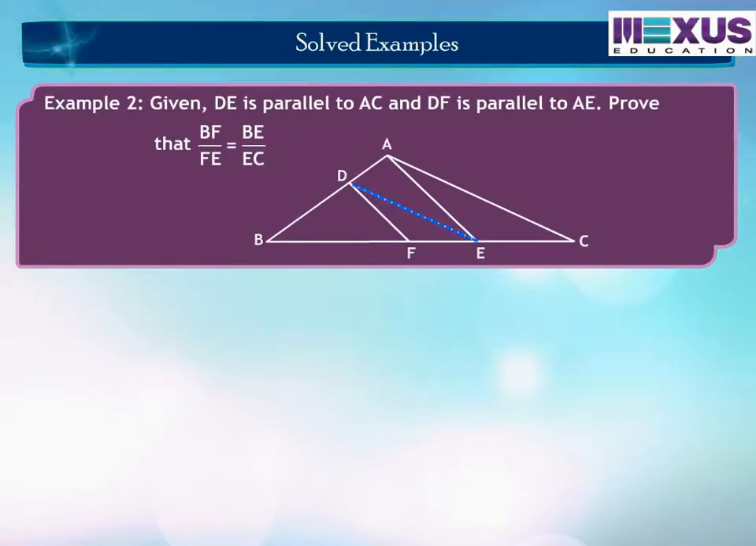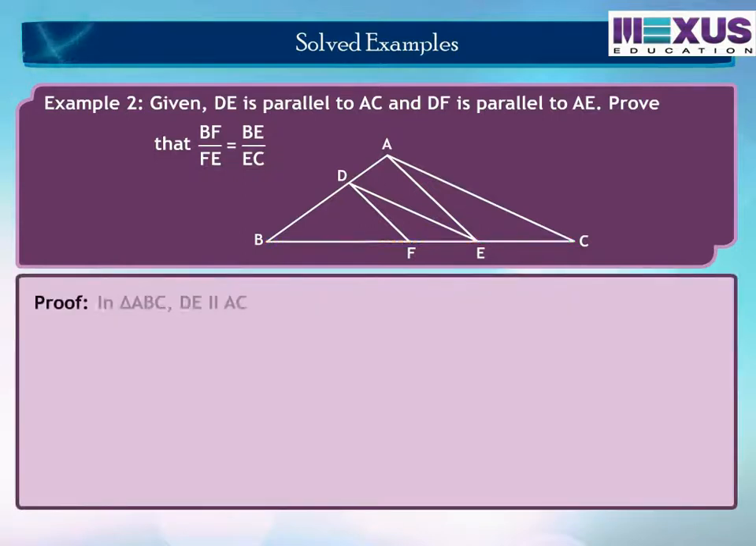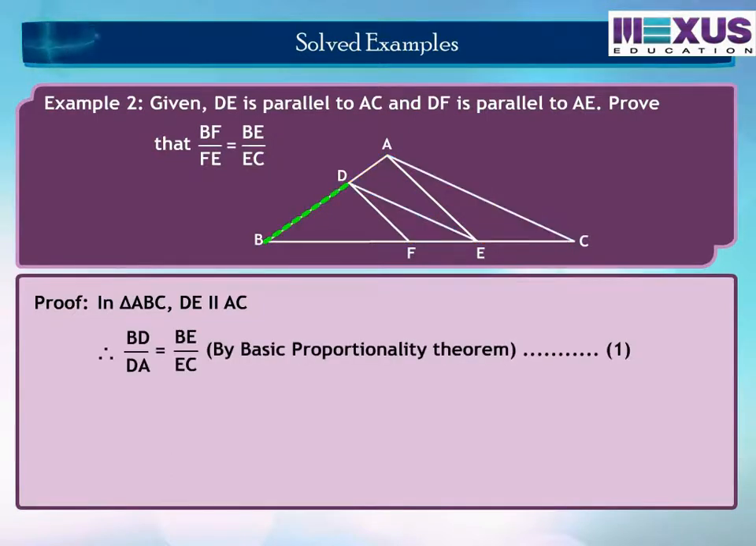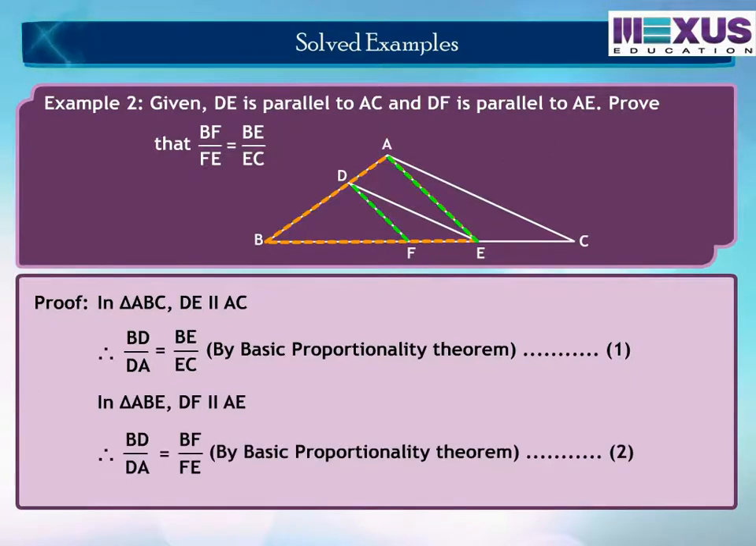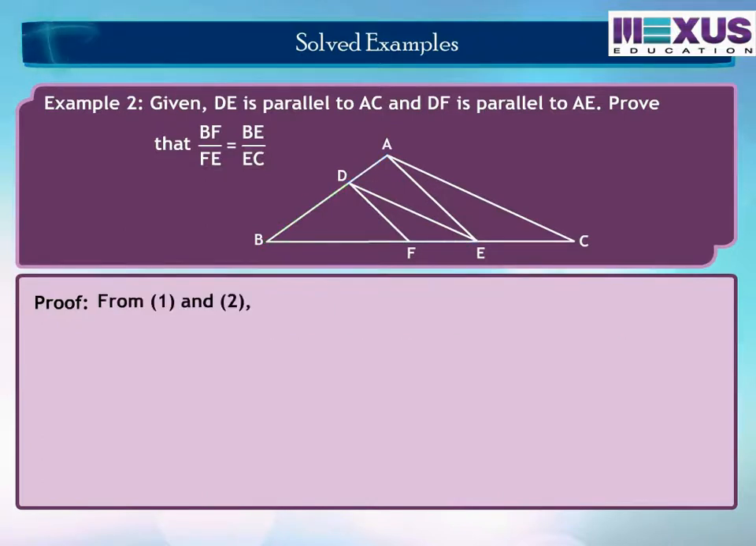Example 2. DE is parallel to AC and DF is parallel to AE. Prove that BF by FE is equal to BE by EC. Proof. In triangle ABC, it is given that DE is parallel to AC. Therefore, BD by DA is equal to BE by EC, by basic proportionality theorem. 1. In triangle ABE, it is given that DF is parallel to AE. Therefore, BD by DA is equal to BF by FE, by basic proportionality theorem. 2. From 1 and 2, we can say that BF by FE is equal to BE by EC. Hence proved.